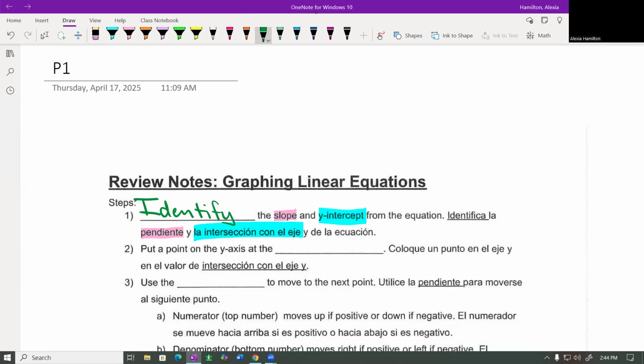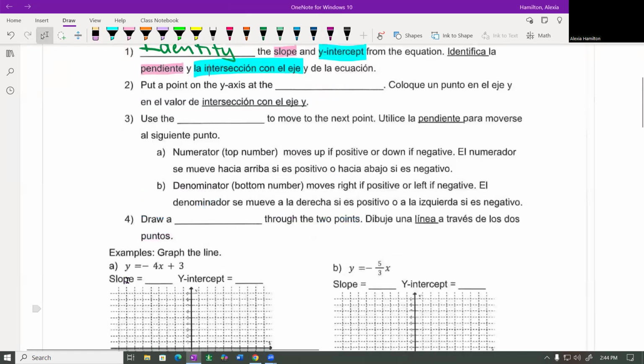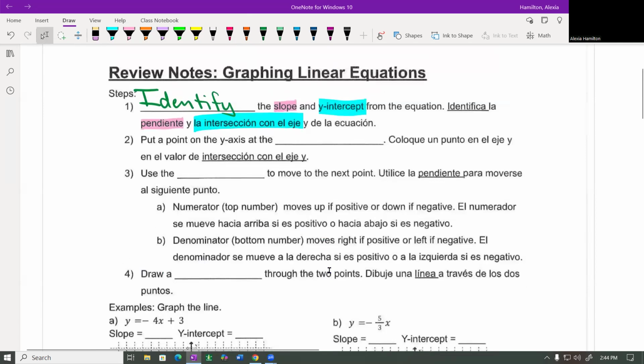Okay, so after we've identified our slope and our y-intercept, and that is actually written in the problem, then we are going to put a point on the y-axis at the y-intercept value, or the initial value, that we identified from our equation. And then we're going to use the slope to move to the next point.